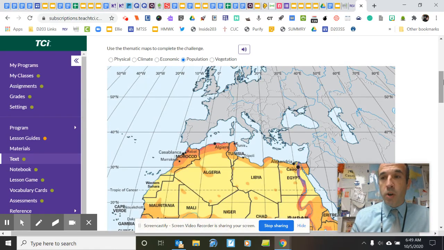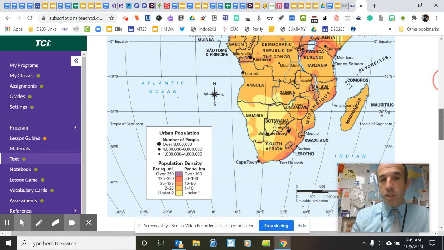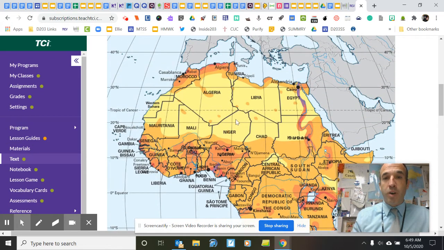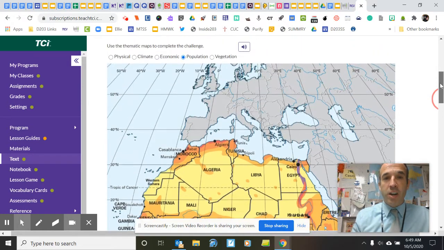Population is self-explanatory. This is a population density map. It's a type of thematic or special purpose map. This shows where people live. Look on the key. The darker the color, the more people live there. The lighter the color, the less people live there. And you can see here down by Namibia, you have a very low population density, and that is because most of Namibia is desert. All right, same for up here in the Sahara Desert.